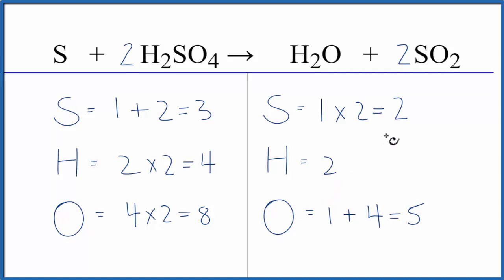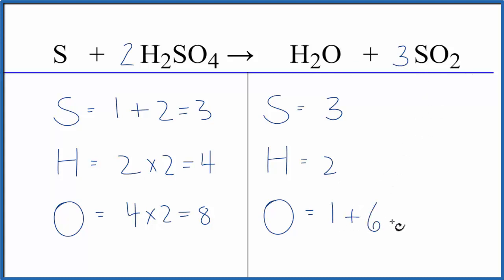Let's first fix the sulfurs. We're going to need 3 sulfurs, so we're going to have to change this coefficient here. So let's put a 3 in front of the sulfur, then we can update our sulfurs here. We have the 1 sulfur times the 3, so now we have 3 sulfurs. Those are balanced, but we need to update our oxygens because this 3 applies to the whole SO2 molecule. So we have 1 oxygen here, plus 3 times 2, that gives us 6 oxygens. So we have 7 oxygens now.